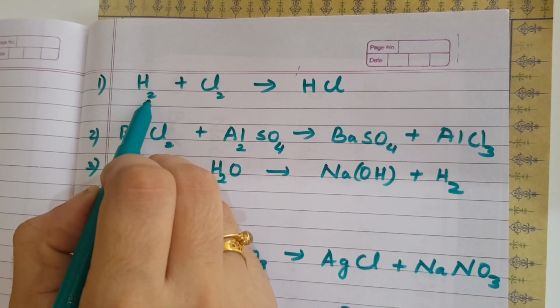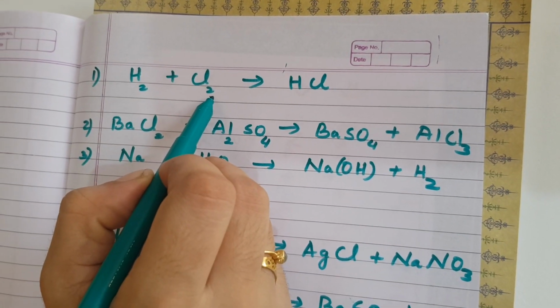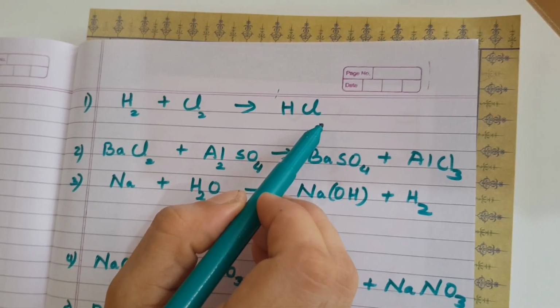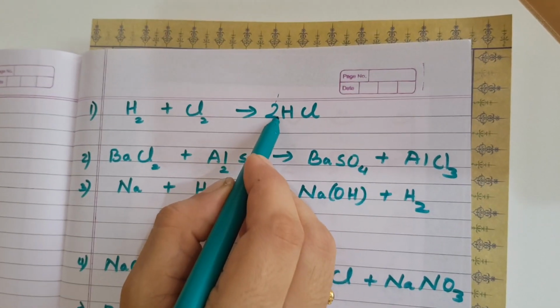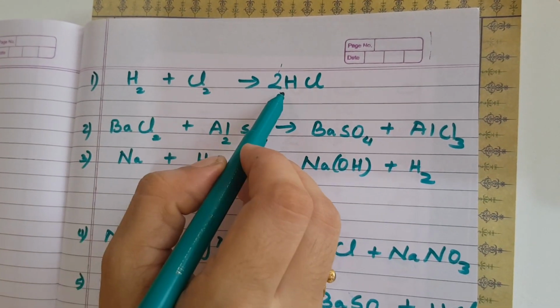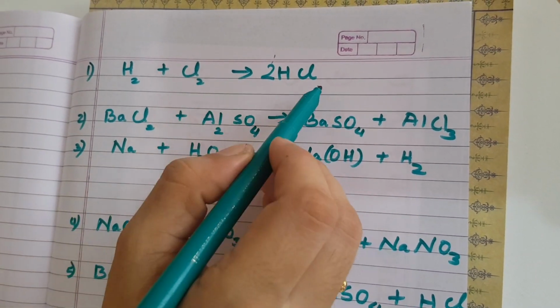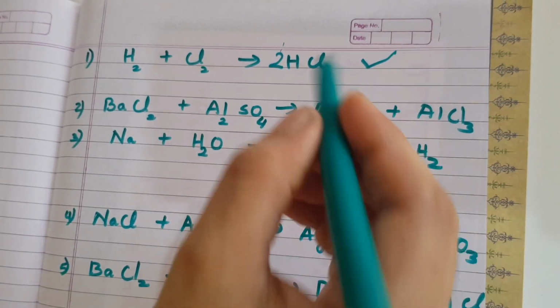There are two hydrogen atoms, two chlorine atoms on the reactant side and just one on the product side. So what should you do to make it the same? Just have to write a 2 there. So two hydrogen atoms, two chlorine atoms, and it is balanced.